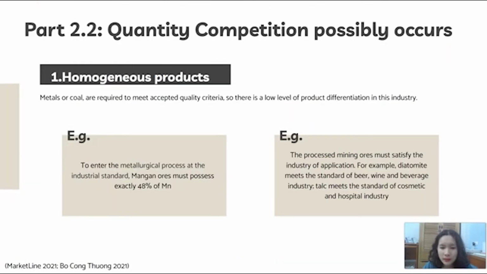Quantity competition possibly occurs in the metal mining industry. Firstly, there is a low level of product differentiation, as mining products are required to meet accepted quality criteria. For example, manganese ore must possess exactly 48% manganese to enter the metallurgical process at the industry standard. Deltamine meets the standard of the beer, wine, and beverage industry, and Tox meets the standard of the cosmetic and hospital industry.